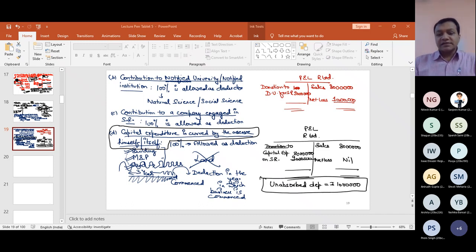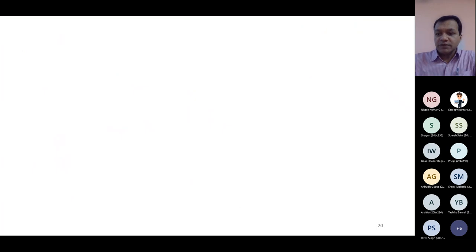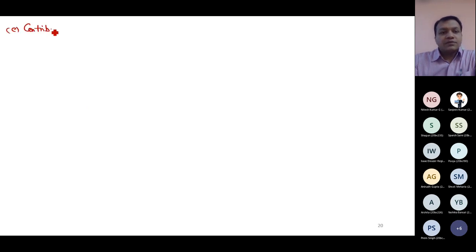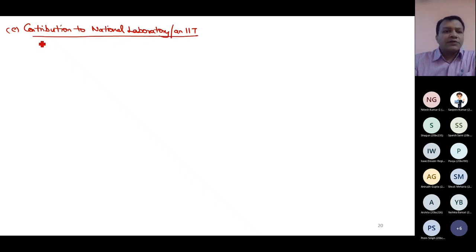Next point. Last expenditure of capital nature, contribution to national laboratories or IITs. Here also, whatever you donate, 100% is allowed as deduction. That's it.